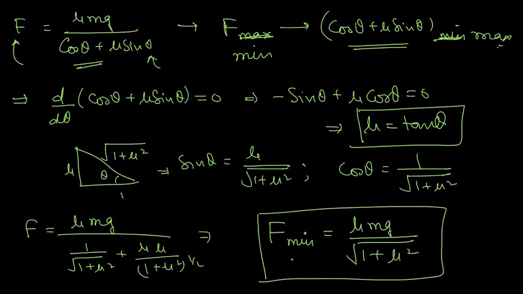Okay, so this is the minimum force that is required to move that block at an angle theta, which is nothing but tan inverse mu. So this is the minimum force which you will get at the particular angle theta, that is tan inverse of mu. So if you apply the force at this particular angle, then you have to apply at minimum this much force to get that object to move.